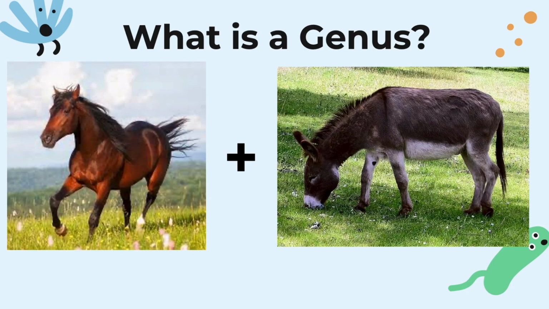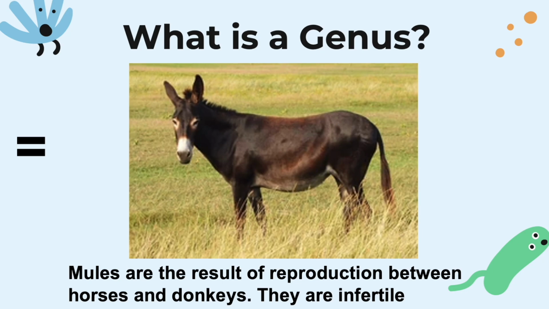This slide shows two pictures of a horse and a donkey respectively, and when they reproduce, the offspring is a mule, which is infertile and therefore cannot have its own babies.